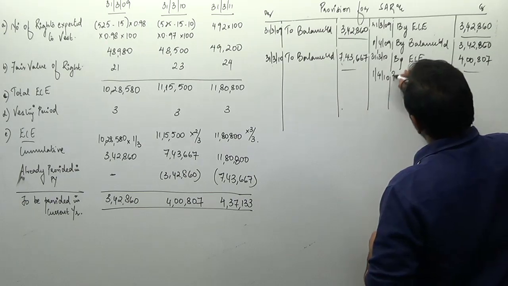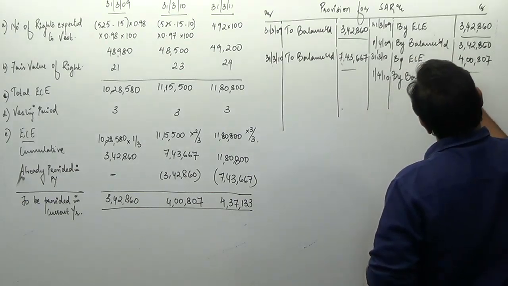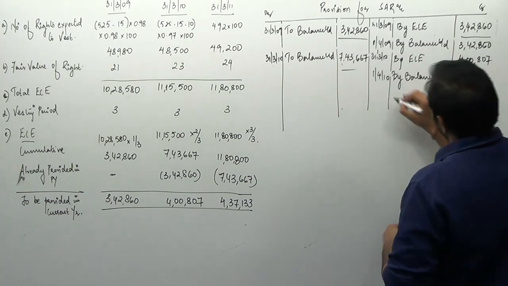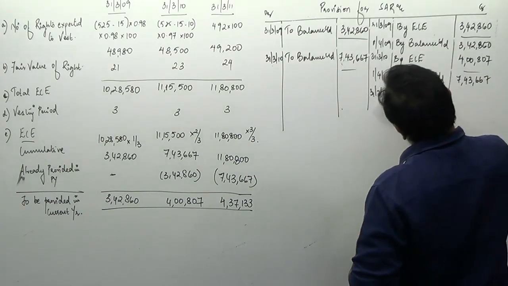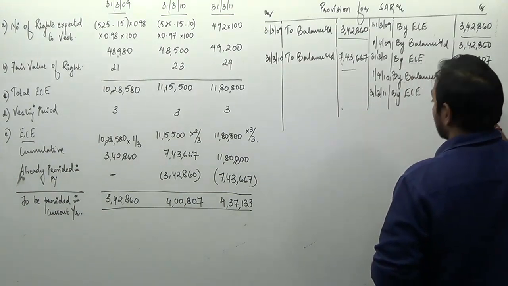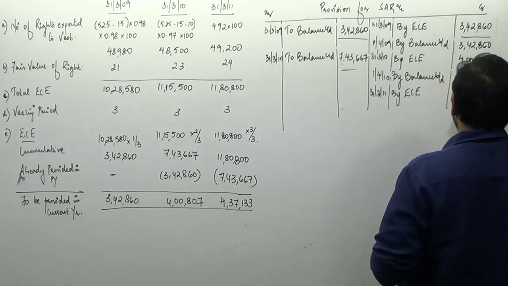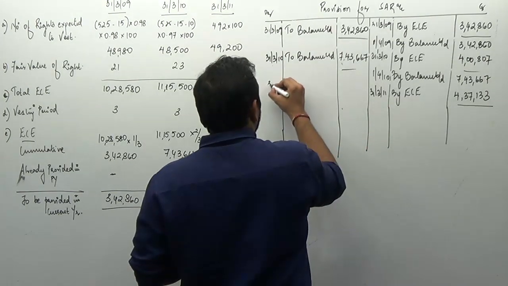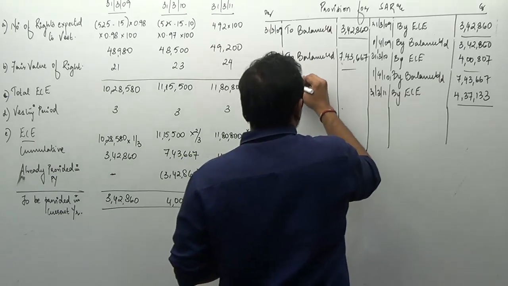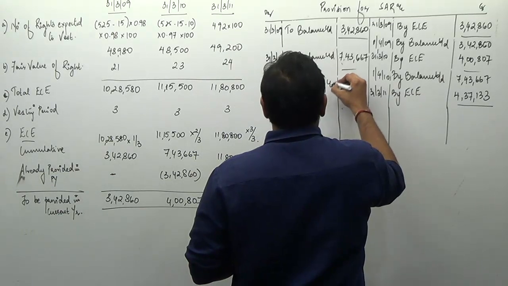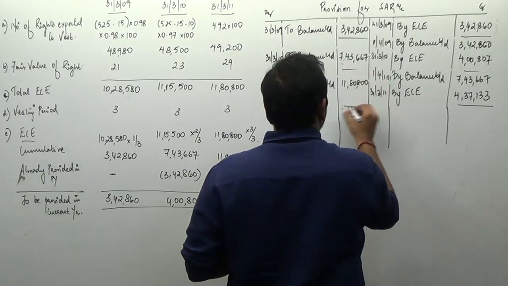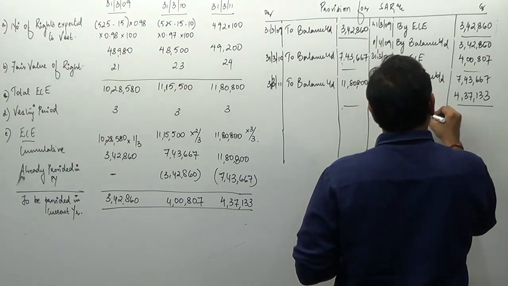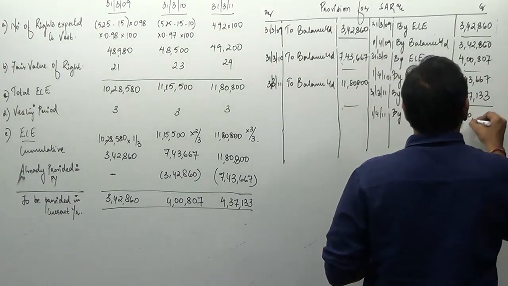Beginning of the year, 1-4-2010. Balance brought down 7,43,667. 31st March 2011, last year ECE 4,37,133. 31st March 2011, balance carried down 11,88,000. That's it, bring it down to the next year, 1-4-2011. Balance brought down 11,88,000.